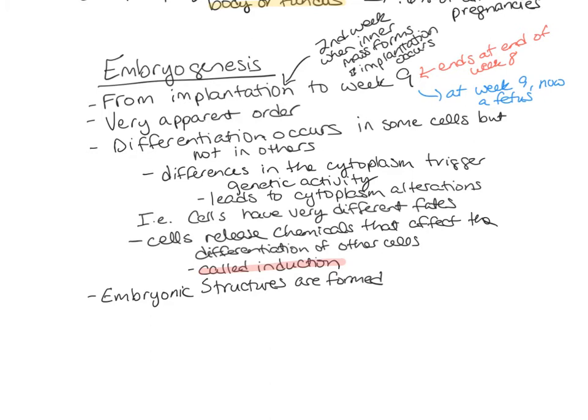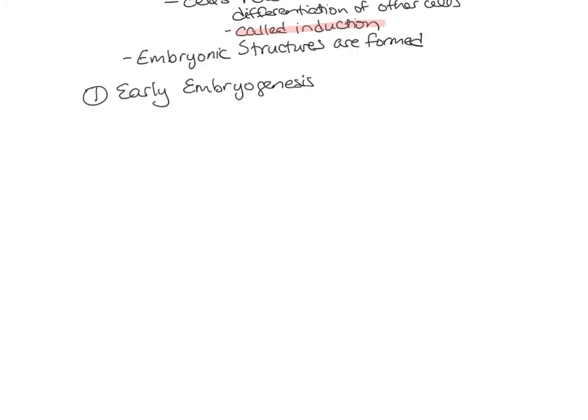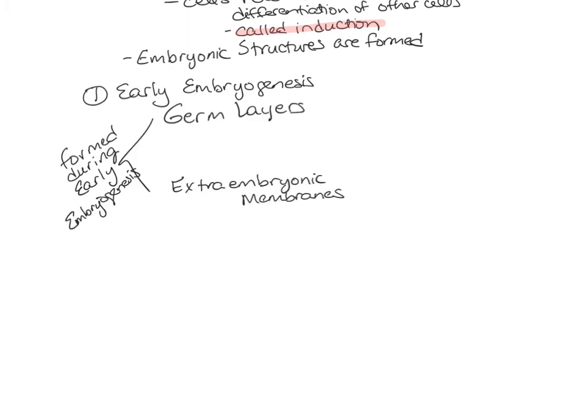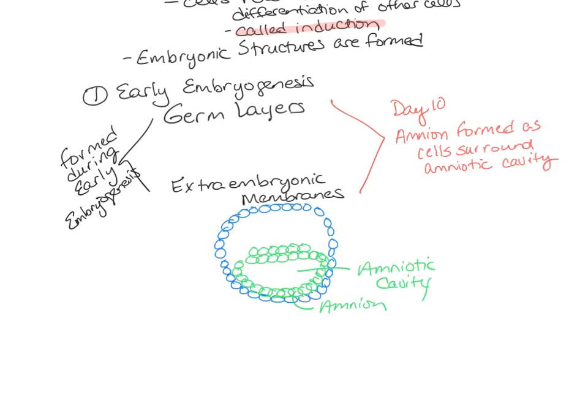Embryogenesis begins with early embryogenesis. During early embryogenesis, germ layers are formed and extra embryonic membranes are formed. At day 10, cells from the superficial layer migrate around the amniotic cavity to form the amnion. The cells from the deeper layer migrate around the outer edges of the blastocele and begin to form the yolk sac. The yolk sac is the primary nutrient source for the inner cell mass.